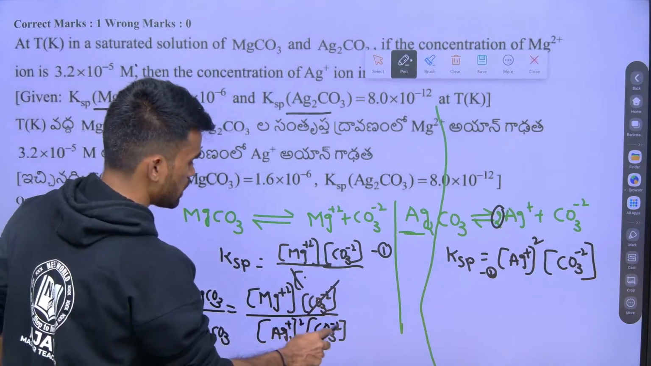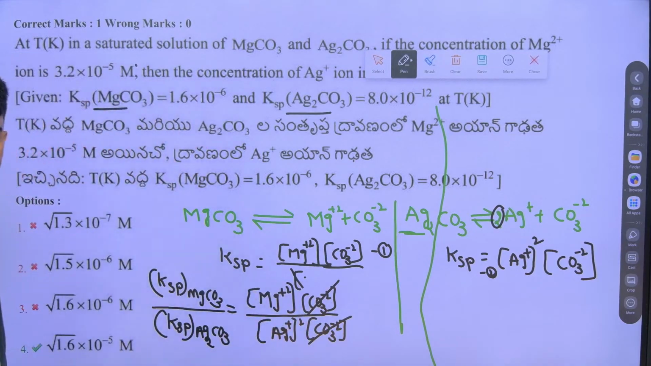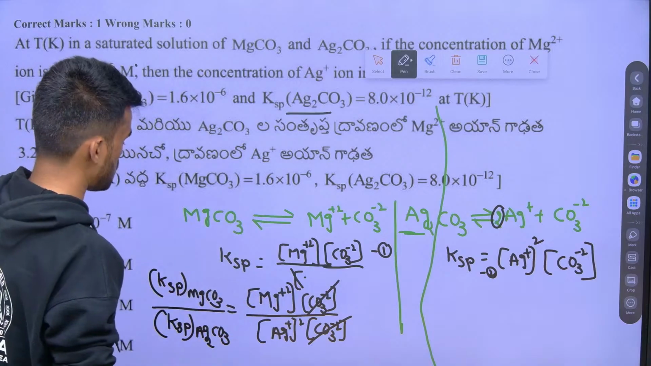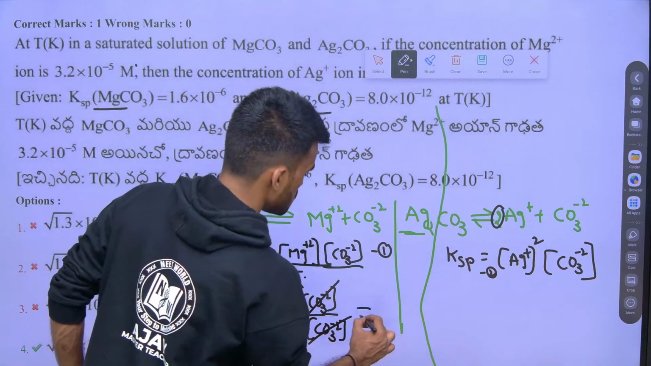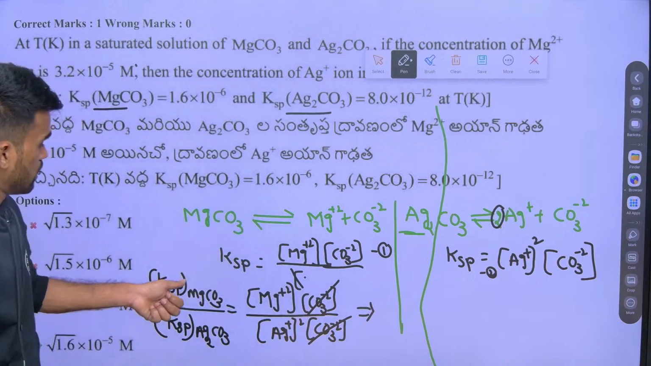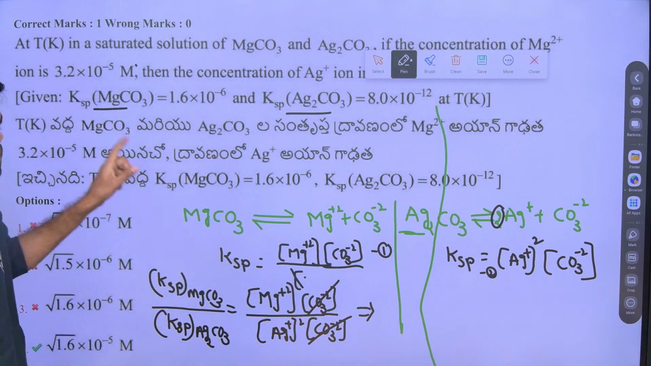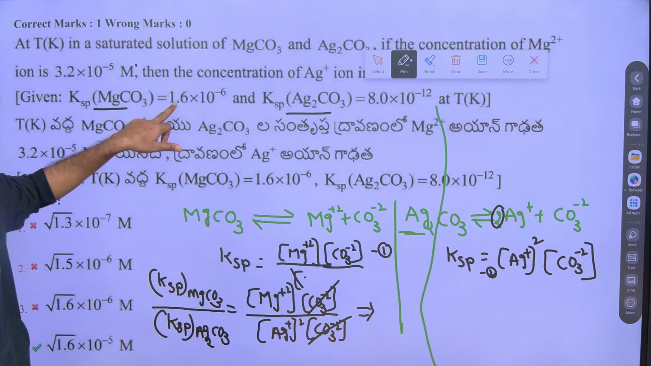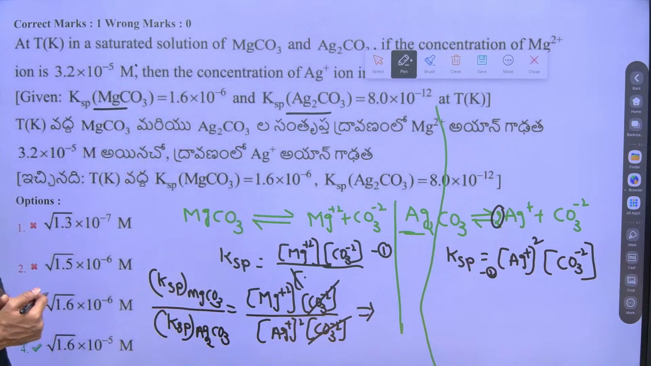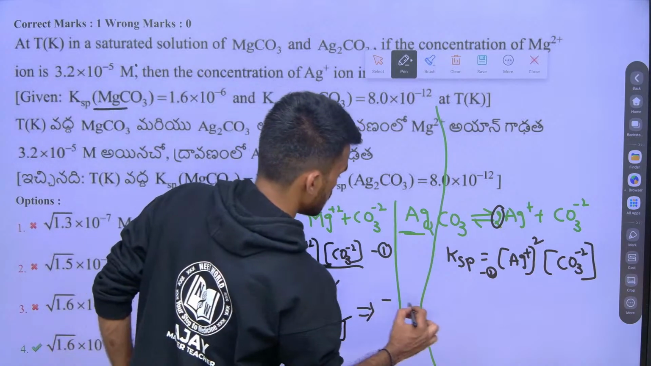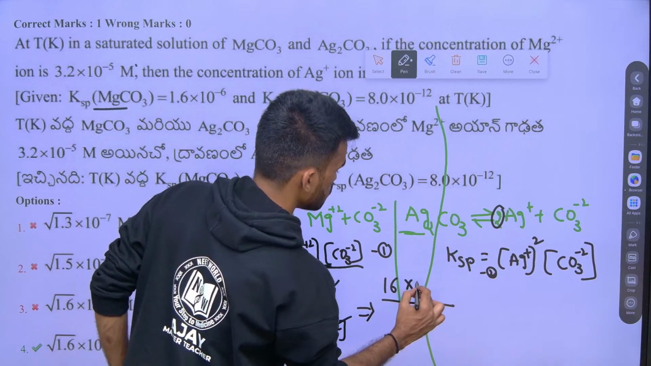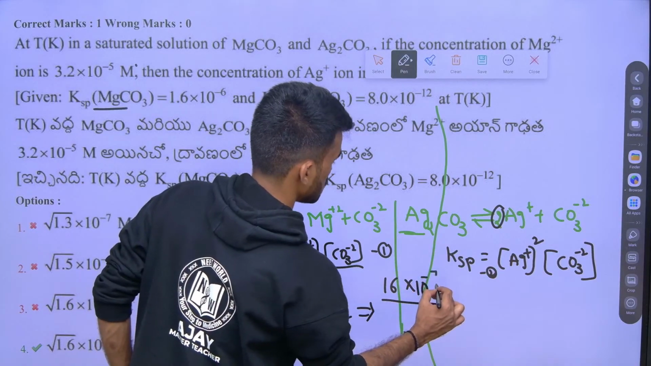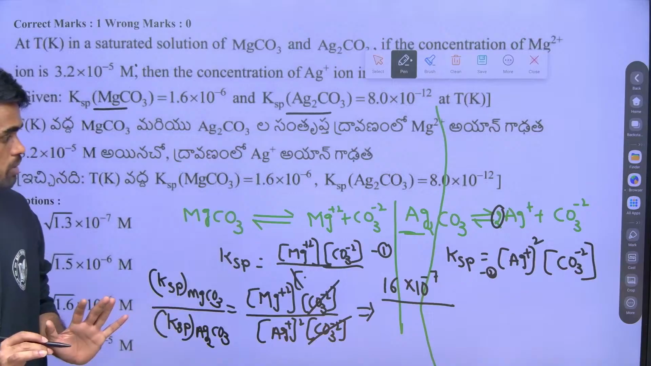So this carbonate ion is removed here. So what is the concentration of Mg plus 2 mentioned here? So from these I can write KSP of MgCO3, how much? MgCO3 is how much they mentioned? 1.6 into 10 power minus 6. So I can write it as 16 into 10 power minus 7. Just for calculation purpose only I am writing like that.